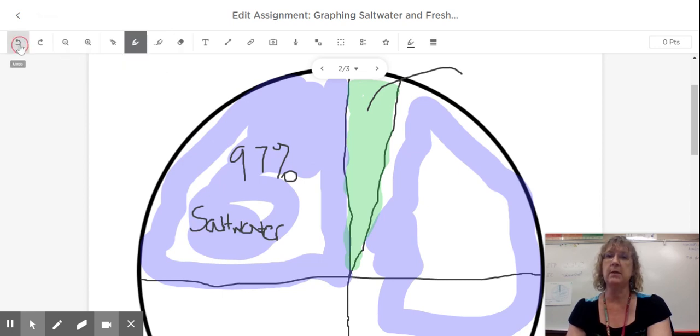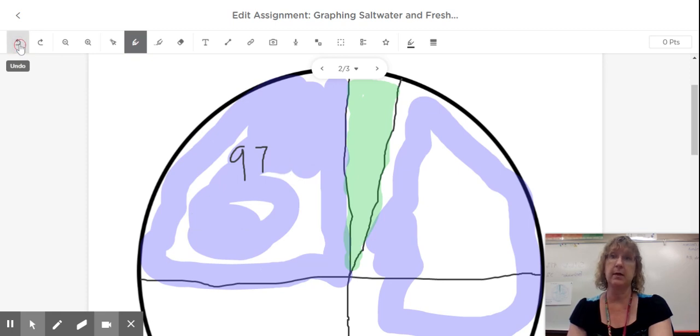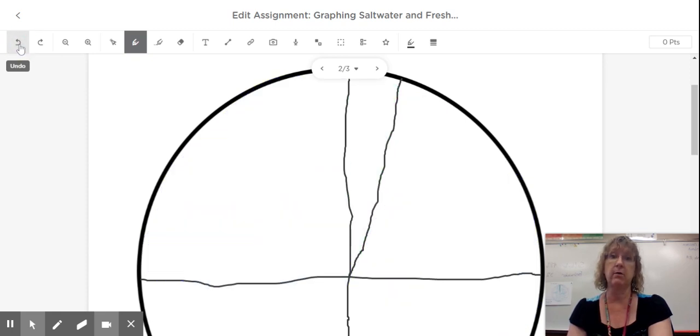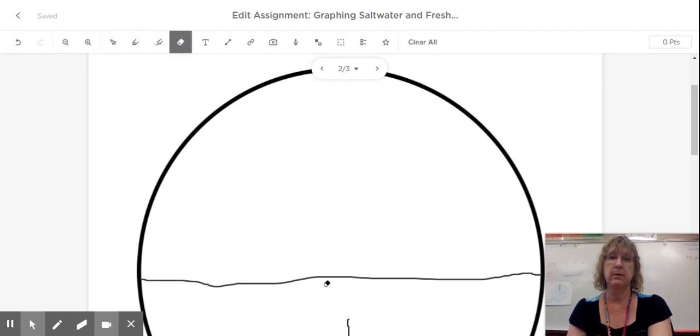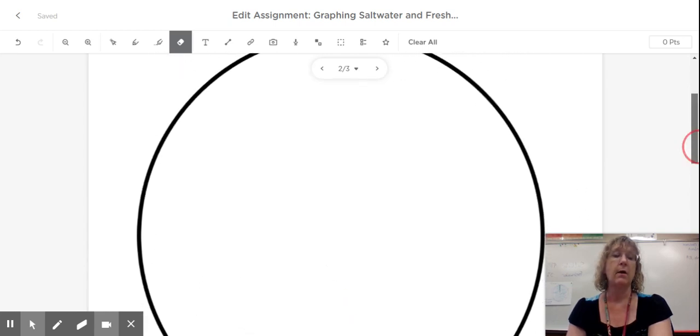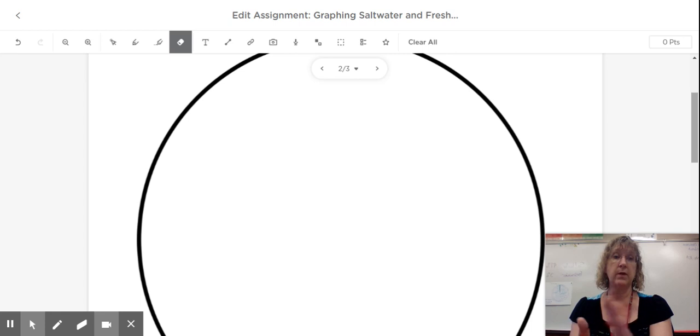Now I'm going to undo all of this because I don't want it to stay on the class kick, because you have to do your own assignments. It's not my job to do your assignment, right? Oh, now I got to erase. Erase the lines, erase the lines, erase the lines, okay? So that's today's assignment, is to do the 97 and 3.